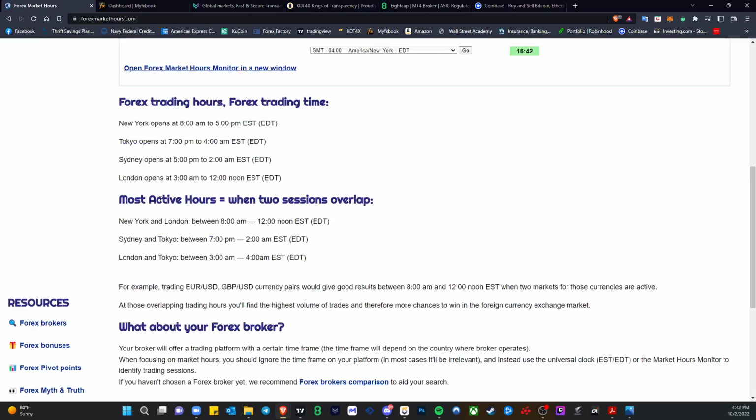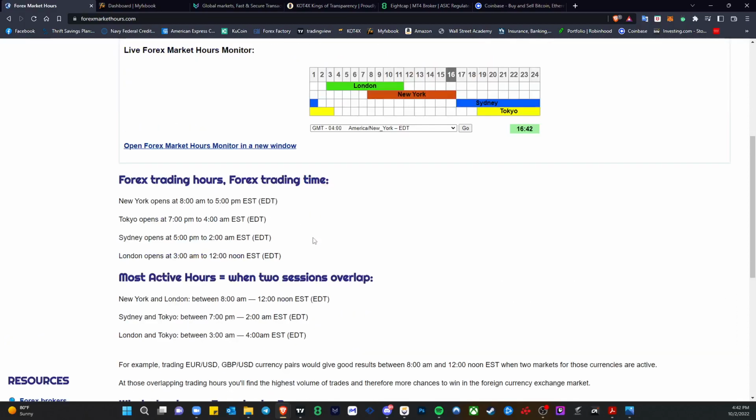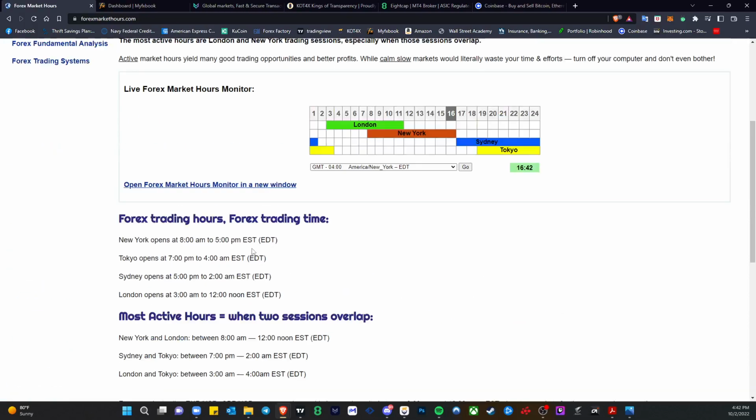Like it's saying right here, the most active hours are when sessions overlap. The New York and London overlap is around 8 a.m. until 12. This is the best time to actually trade any USD and GBP pairs, right? And Sydney and Tokyo, 7 p.m. to 2 a.m., I've seen get a little bit more volume around those times, but still a little bit slow. London and Tokyo, 3 a.m. to 4 a.m., that's about just an hour. But I don't trade London and Tokyo. Except for New York and London, 8 a.m. to 4, that's the best time to trade.